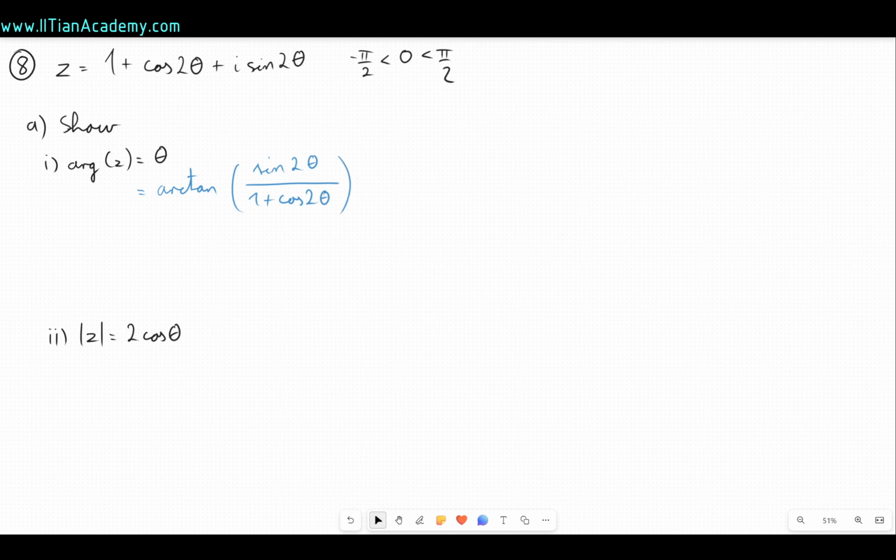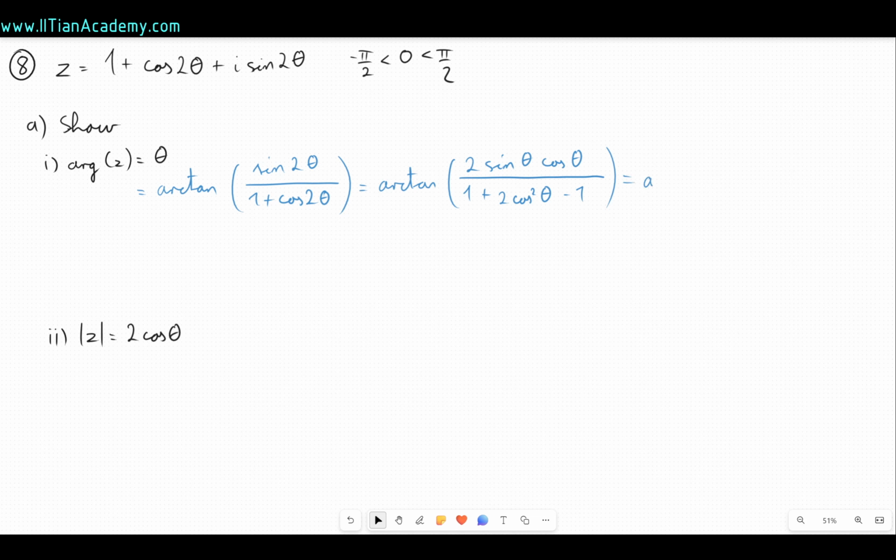So we need to start using some trig identities here to simplify what is inside of this arctangent. So sine 2 theta is simply 2 sine theta cosine theta. And we can also write cosine 2 theta as 1 plus 2 cosine squared theta minus 1. Now on the bottom, the 1 will cancel out with the 1. And then this cosine squared will cancel out with, so this 1 will cancel out with this one. So we just have 2 sine theta over cosine theta.